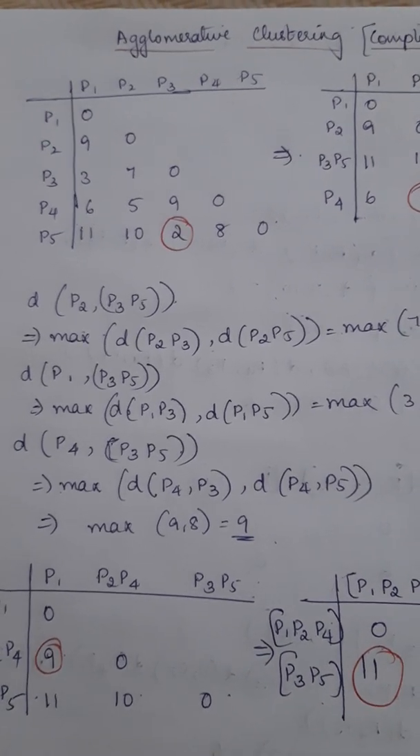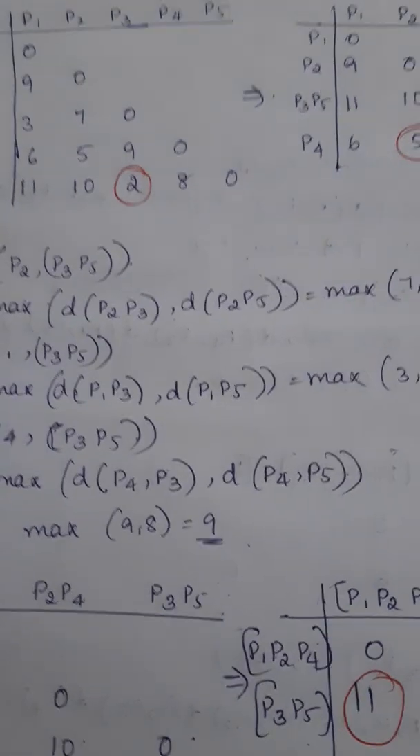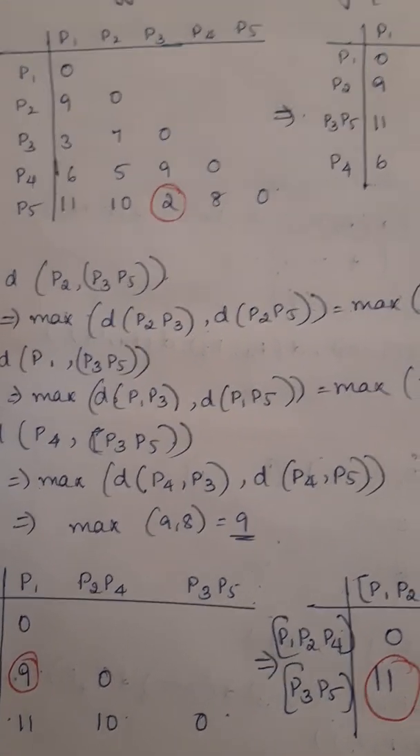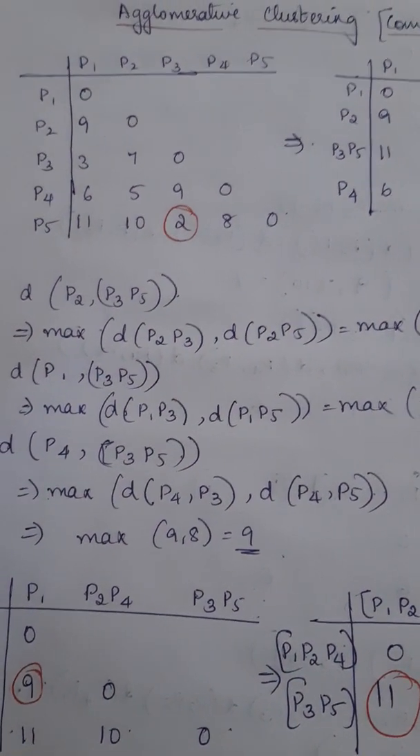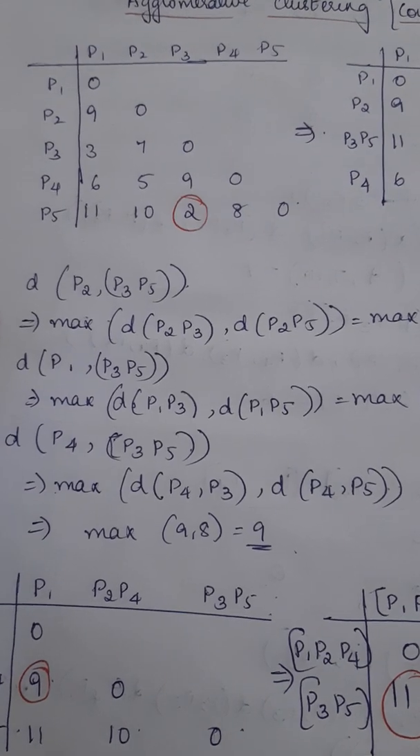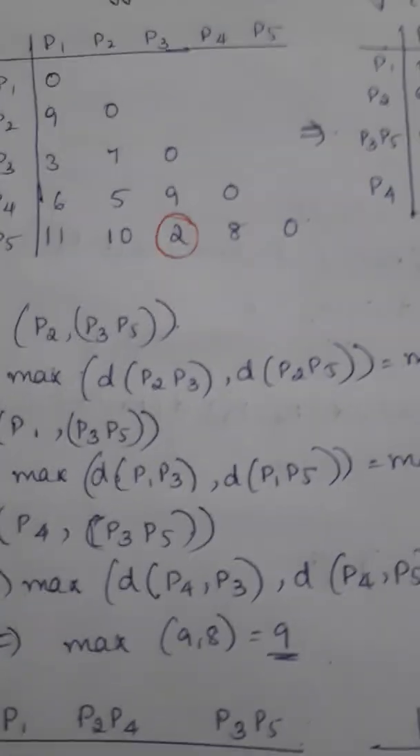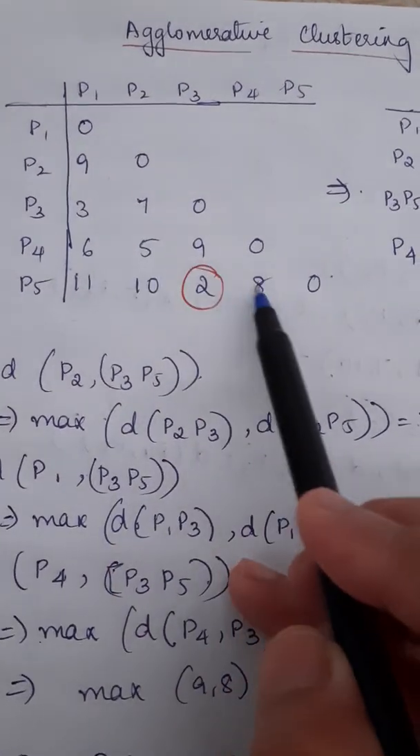Okay, the next technique we have in agglomerative clustering is complete linkage. I told you that in single linkage we check the minimum distance between the two points, whereas in complete linkage we are going to check the maximum distance between the two points. The technique is exactly the same and I have considered the same problem for your reference.